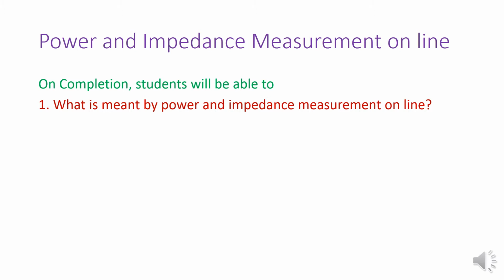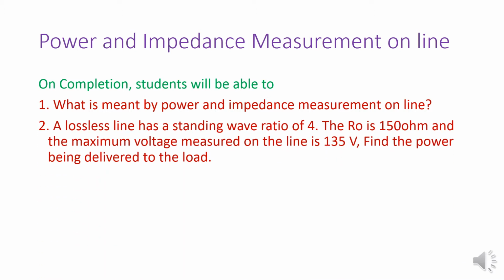A lossless line has a standing wave ratio of 4. The R naught is 150 ohm and the maximum voltage measured on the line is 135 volt. Find the power being delivered to the load.